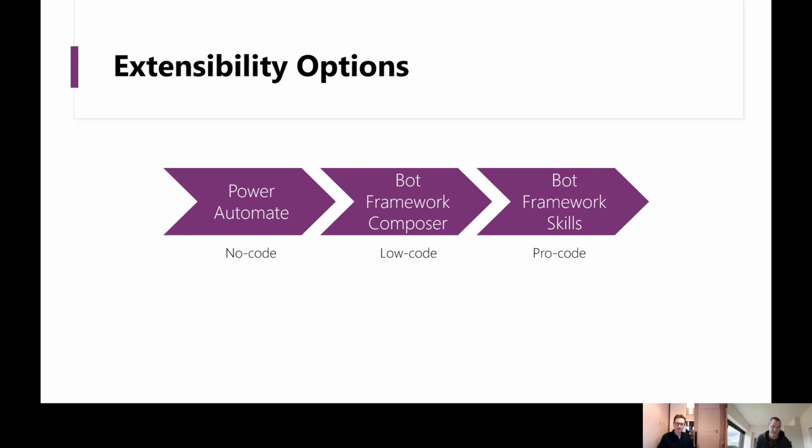With Power Automate, there is the no code option where you can truly just deploy a template, use it, and type in your credentials. Then you can start to get into custom connectors and the on-premises data gateway and some of these more advanced concepts. Then you get into Bot Framework Composer, which is still a low code option, but definitely requires some additional technical capabilities than a no code approach.